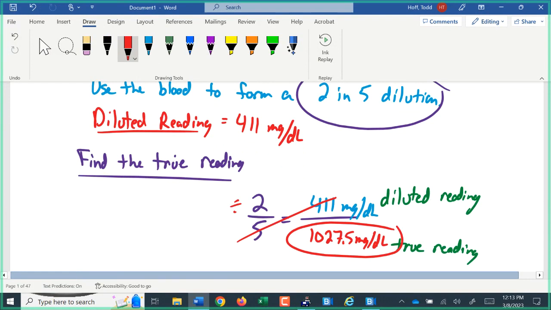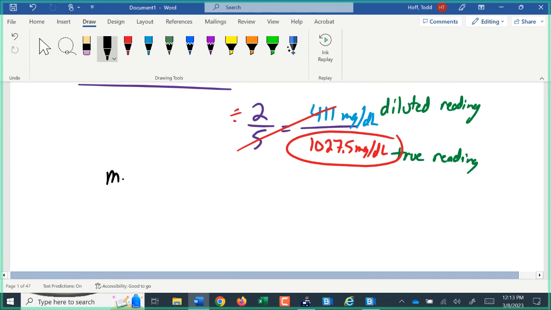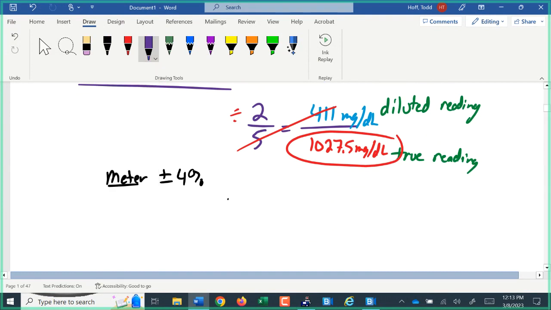Why do I say estimated? Well, because when we do this dilution, there's an increase in the error. Let's say that the meter is a plus or minus 4%. Well, after performing this dilution, we have increased that error. Because we've diluted it, with a 2 to 5 dilution, the change in error is the same. 5 times 4 divided by 2, that becomes a plus or minus 10% error now in that diluted reading.